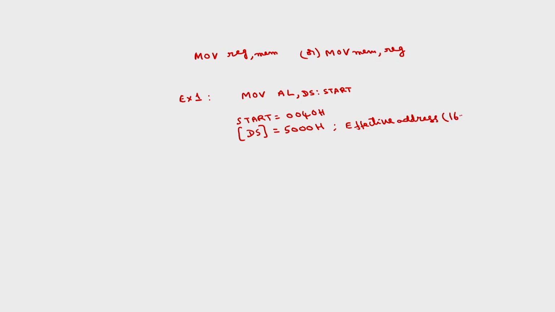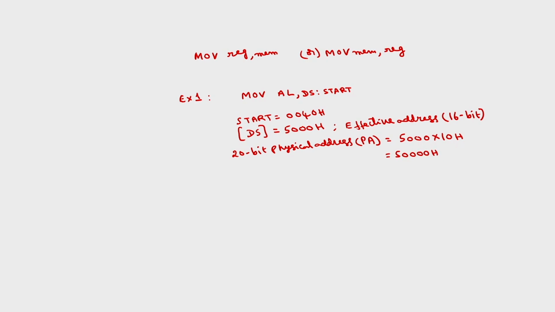Effective address is always 16-bit. Then the 20-bit physical address, which I will call PA, will be, as we have already discussed in the earlier classes, 5000 into 10H, which is just the DS segment. This will be equal to 50,000.